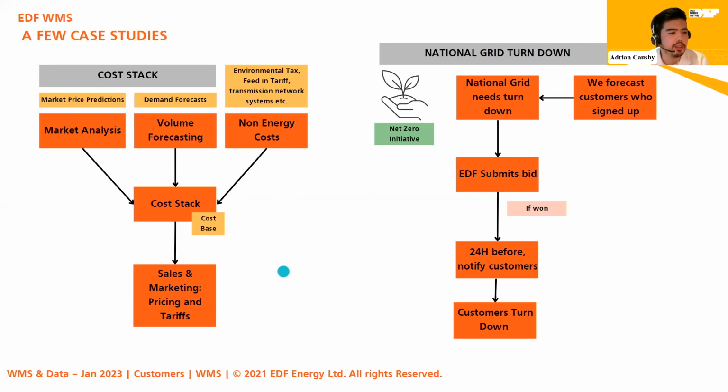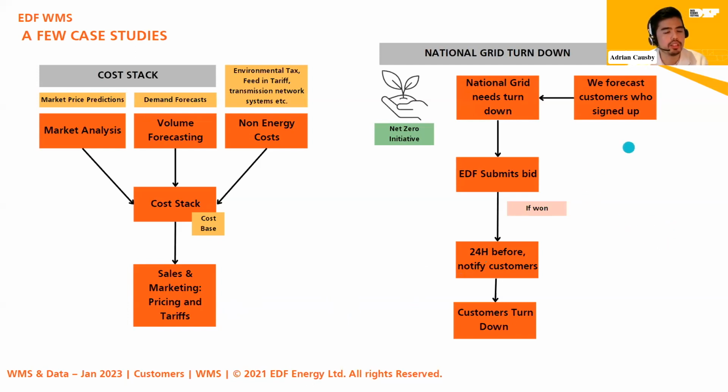Cosstack actually run all this data through an on-prem Python application called Costbase, which runs every day on a daily basis and passes on that cost stack to the sales and marketing pricing team, which is then what you'll see if you are an EDF customer in your bill. It all gets fed in as a part of your bill in the pricing tariff.